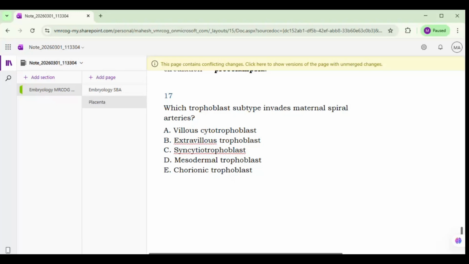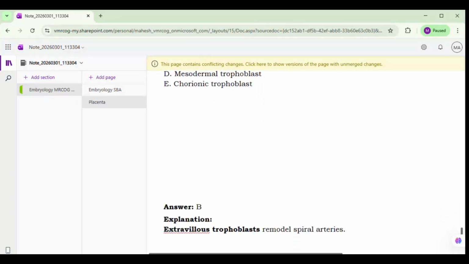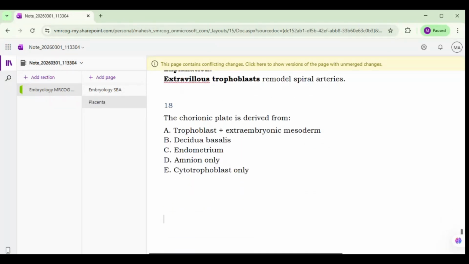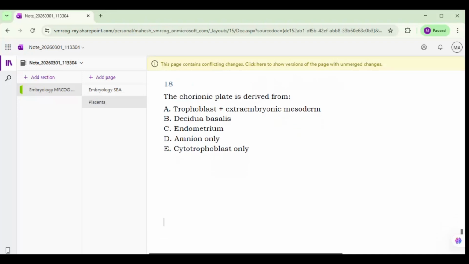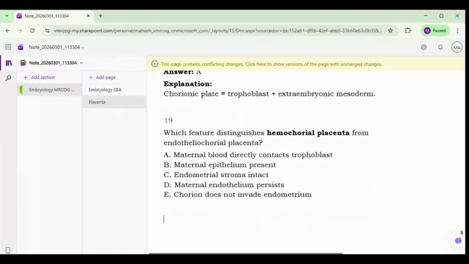Which trophoblast subtype invades maternal spiral artery? Extravillous trophoblast, option B. It is the extravillous trophoblast that causes remodeling of the spiral arteries. Next. The chorionic plate is derived from trophoblast plus extraembryonic mesoderm. Option A. Yes, it is trophoblast plus extraembryonic mesoderm.